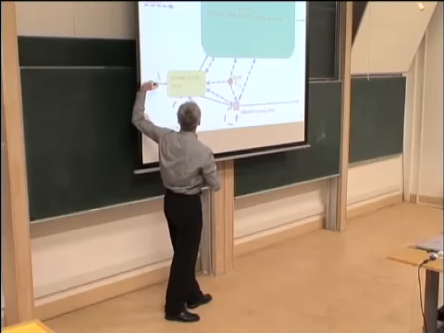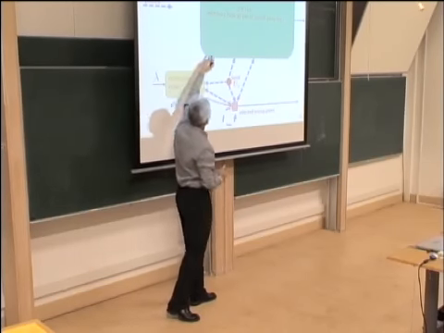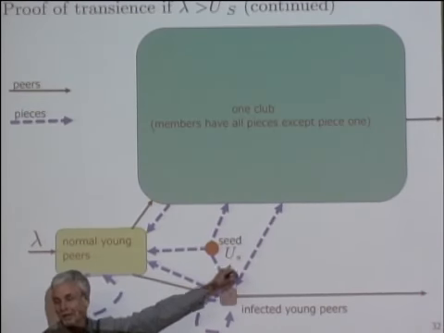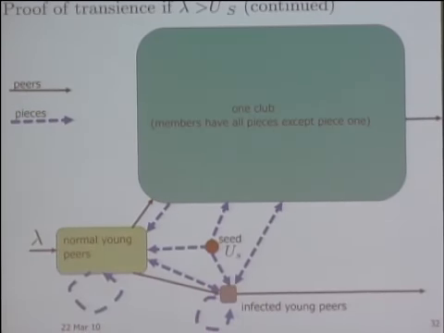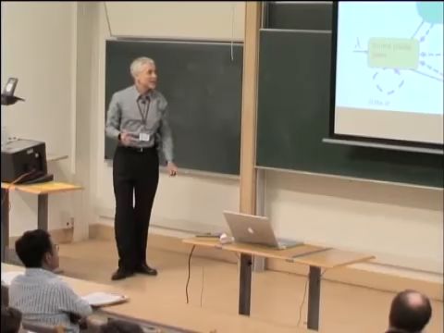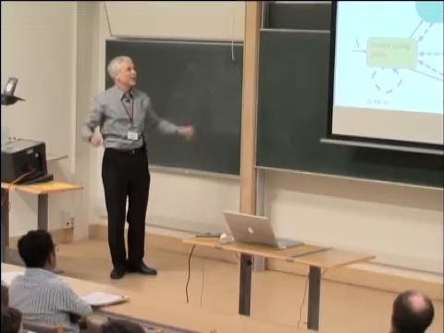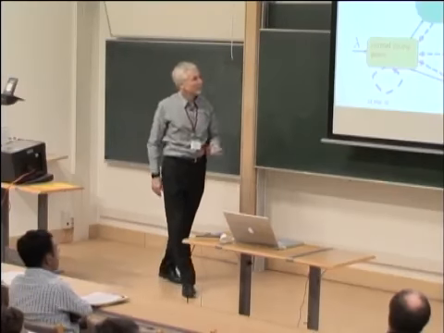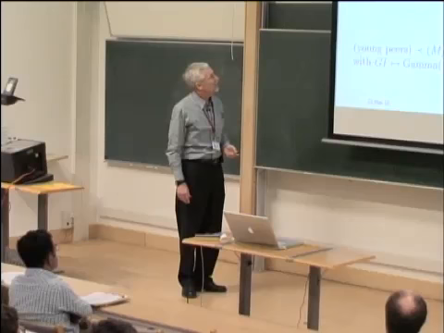And so the main trajectory is the peers come here, and they go into the 1 club. And the main way they get out is that the seed is getting them out at rate u sub s, which does not scale. So if lambda is bigger than u sub s, the 1 club just gets bigger and bigger, and it just goes off to infinity. Okay. So we did a proof of that.